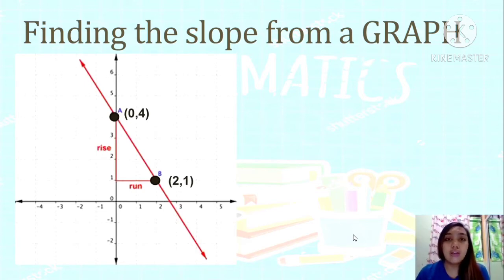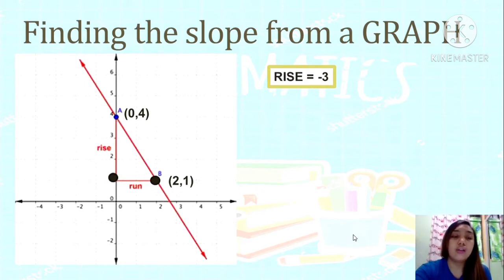So, magbilang tayo, ha? Okay na? Let's start with (0, 4). 1, 2, 3. Okay, so 3. So, what will be the value for rise? Kasi pababa ang rise natin. That will be negative 3. Kaya negative po siya kasi ang direction ng rise natin is downward.